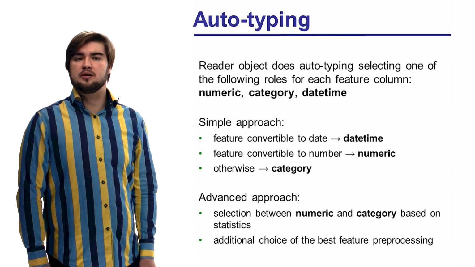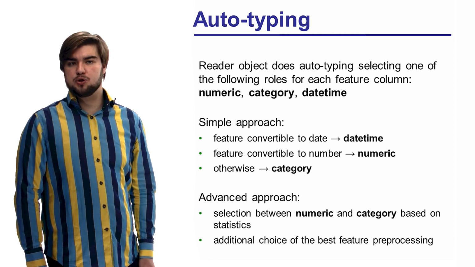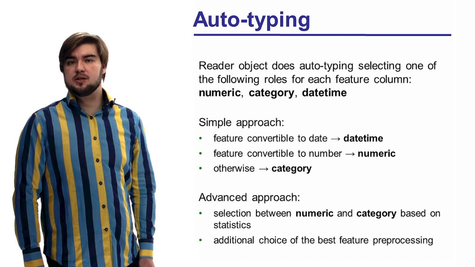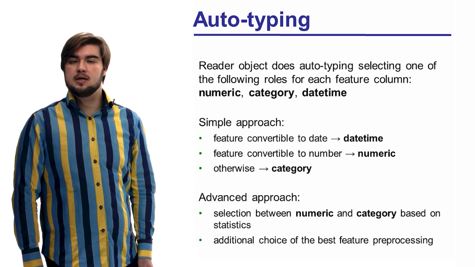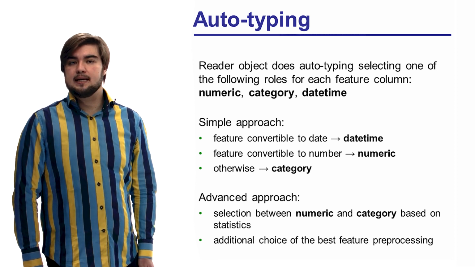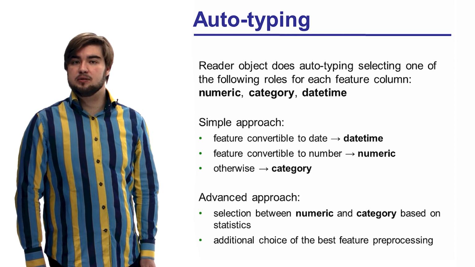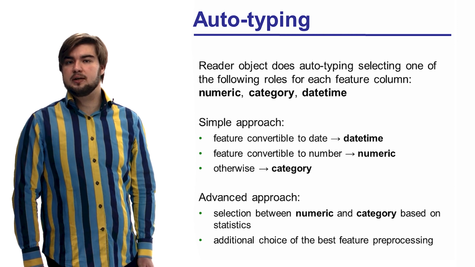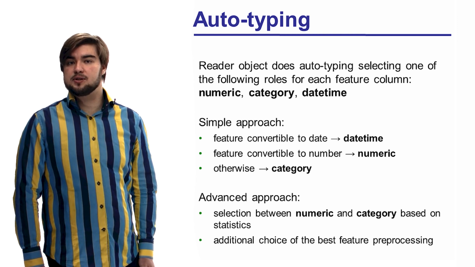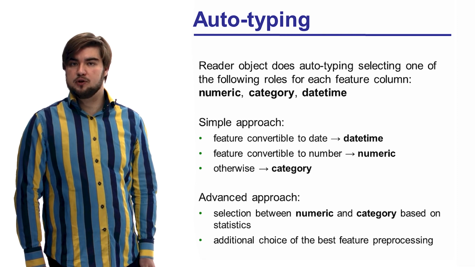As I mentioned earlier, the reader object can do auto-typing. There are two possible approaches. The simple approach is based on a data format. If the feature can be converted to a date, then it is probably a datetime role. If the feature looks like a number, then a numeric role is assigned. Otherwise, the feature is a category. The advanced approach, in turn, selects between numeric and category roles based on some statistics. It also offers the best pre-processing option for the feature.